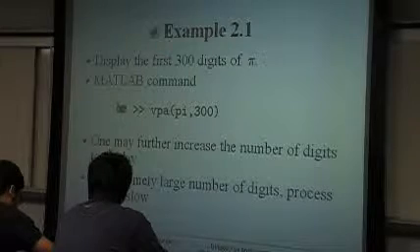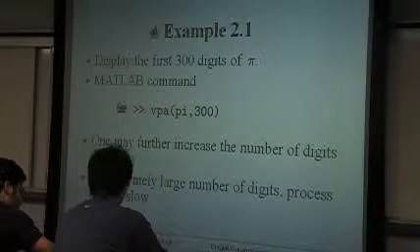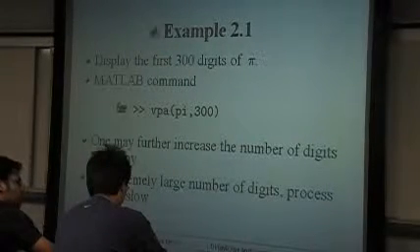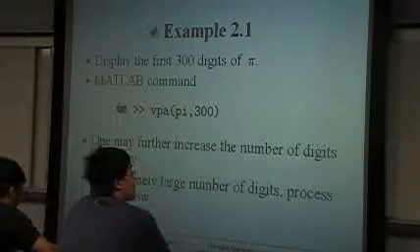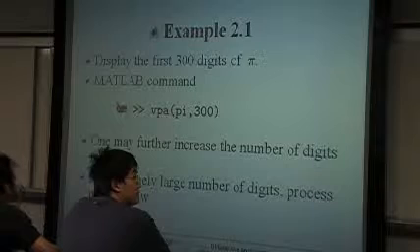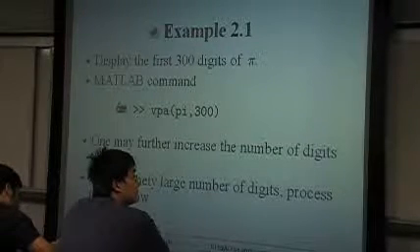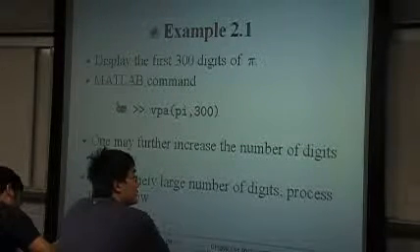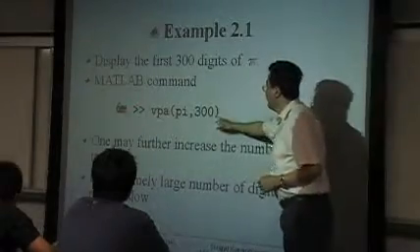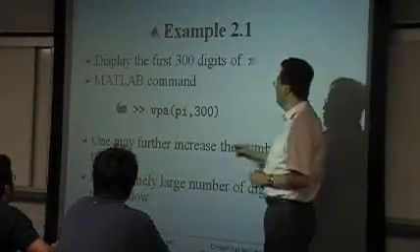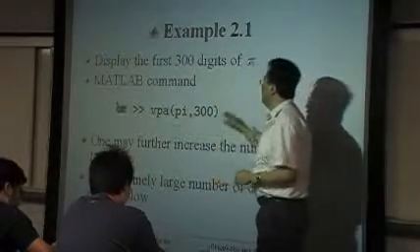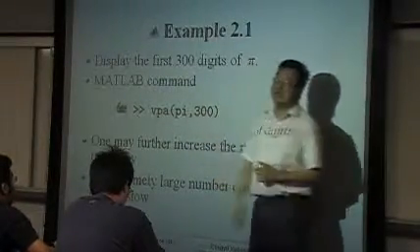How many digits can you memorize of the value of pi? I can only memorize about 10. So what we need to do, we do not have to memorize them all. We can get them by computer. For instance, we can use a command like this. I said VPA for variable precision arithmetic. So this command means we can display pi with 300 digits.